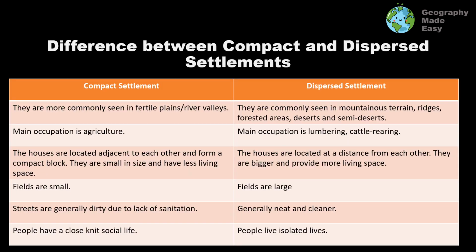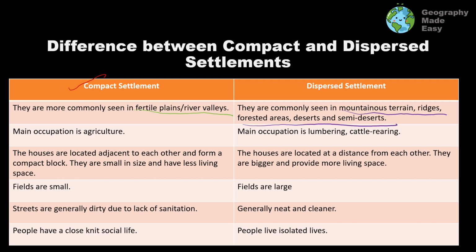So, what is the difference between compact and dispersed settlement? Compact is the clustered settlement, and dispersed is the far away ones. In case of compact settlements, we see that they are most commonly seen in fertile plains or river valleys. Where the terrain is flat, we see that compaction is more common, and dispersed settlements are commonly seen in mountainous terrain, ridges, forested areas, desert and semi-desert areas, basically talking about the hostile environment which leads to dispersion.